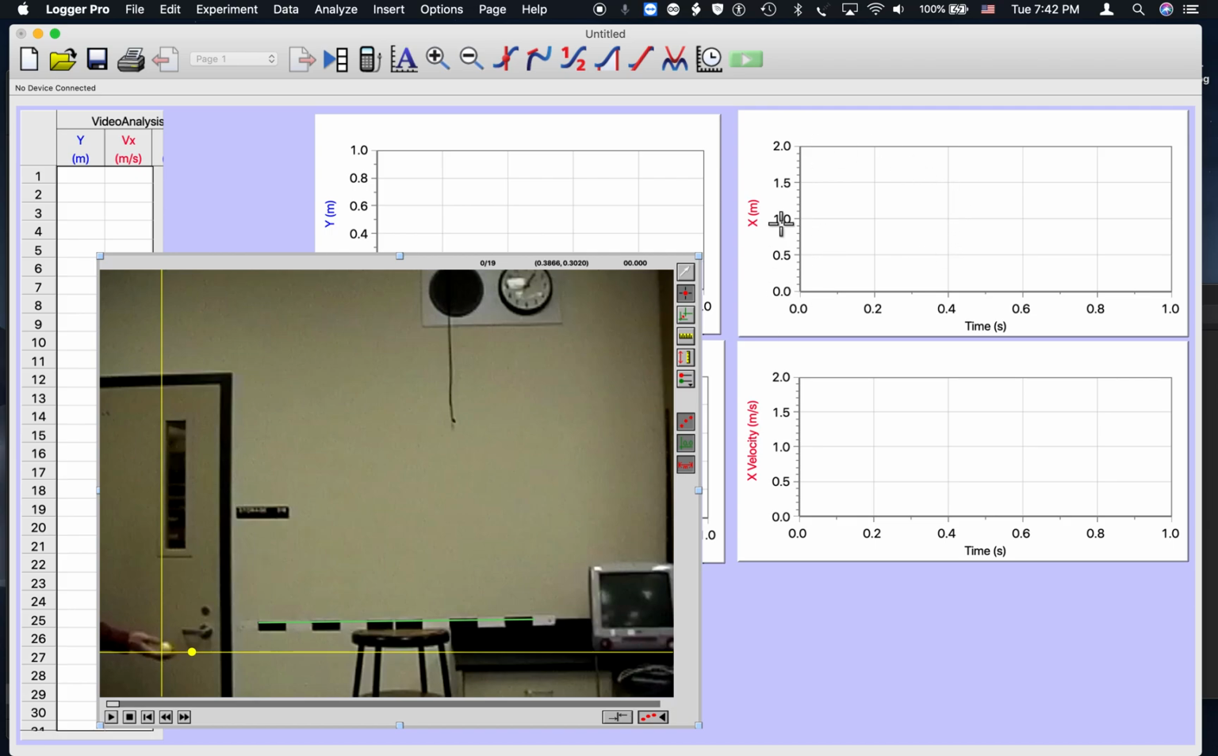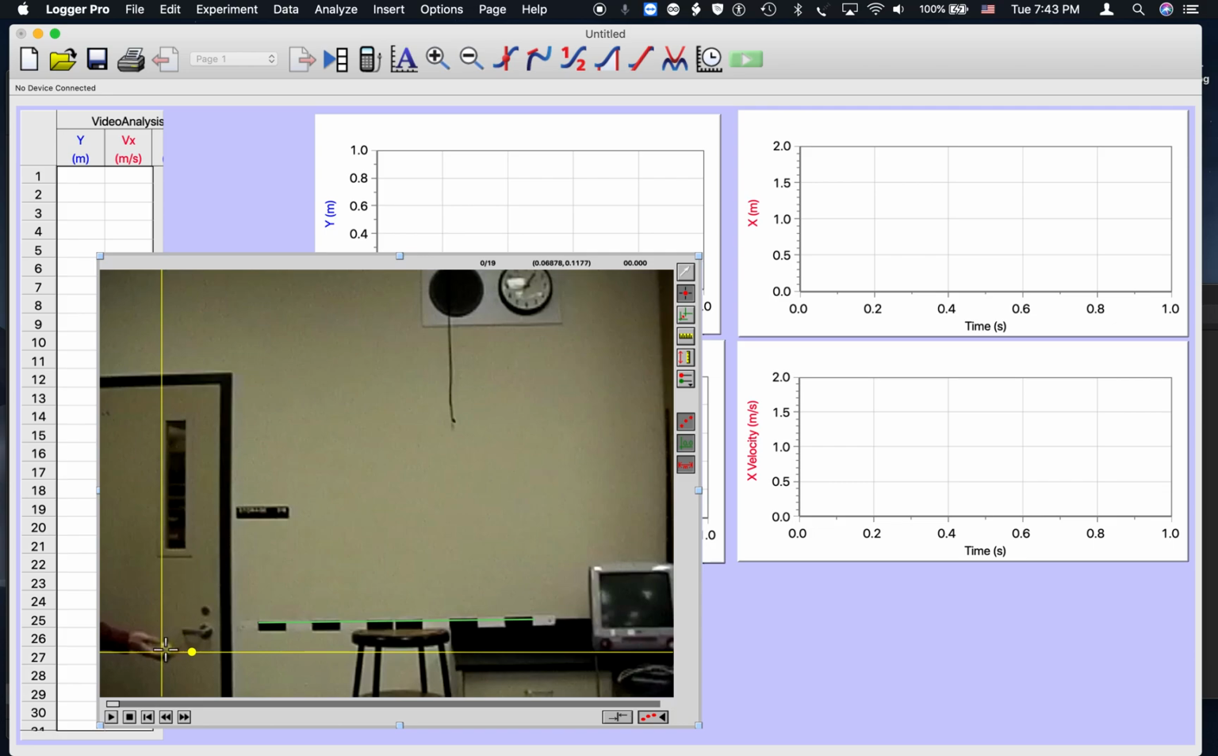Now when I do so, you might notice I have some graphs up here. This one says X versus time. This one over here says Y versus time. You can almost see it. And what that's going to show us is the horizontal, or the left-right position versus time on this graph, and the vertical position versus time on the next graph.